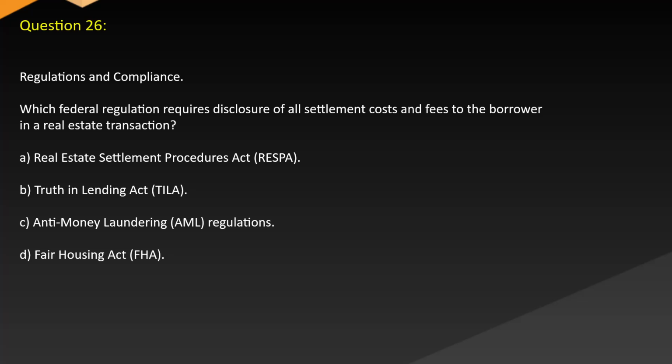Question 26. Regulations and compliance. Which federal regulation requires disclosure of all settlement costs and fees to the borrower in a real estate transaction? A. Real Estate Settlement Procedures Act, RESPA. B. Truth in Lending Act, TILA. C. Anti-Money Laundering regulations. D. Fair Housing Act, FHA.